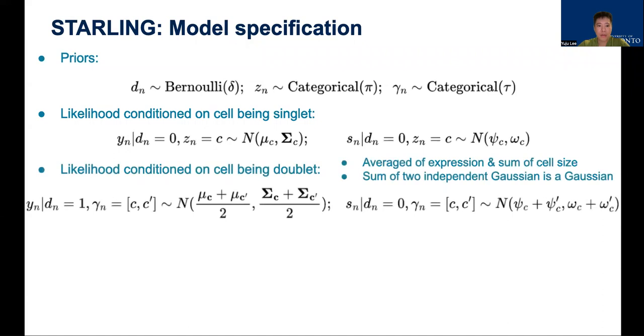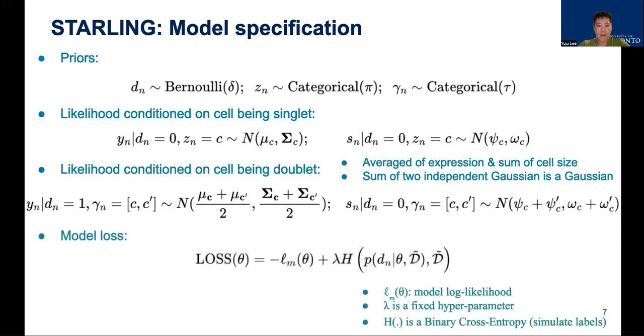In the doublet case, we model the average of expression and the sum of cell size. Note that the sum of two independent Gaussians is a Gaussian. The model loss is between the likelihood from the data and the simulated data. We train the model using mini-batching and other optimization.